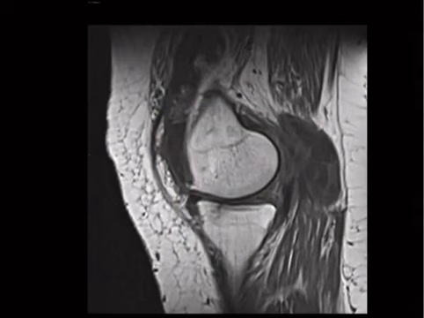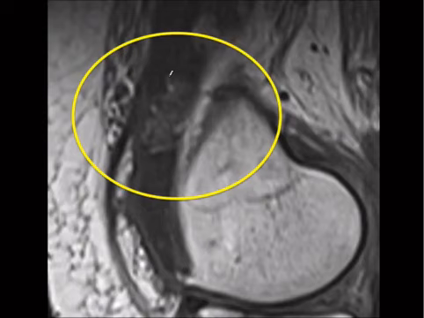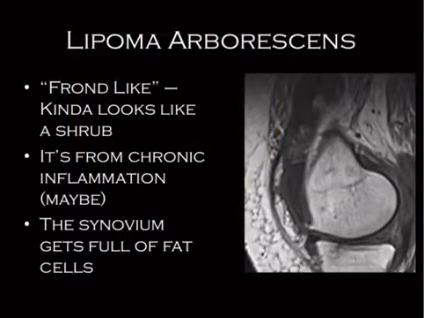All right, next case here. I'll have to zoom in here. That thing. So it looks like fat, right? We got fat here. There's fat in the bone, and then there's this, which looks frond-like, maybe like a bush or something. And that is the lipoma arborescens. It's not common, but it is an ANT mini, so that kind of stuff tends to show up on test. Sort of looks like a shrub, and it's basically a synovium full of fat that is from chronic inflammation.